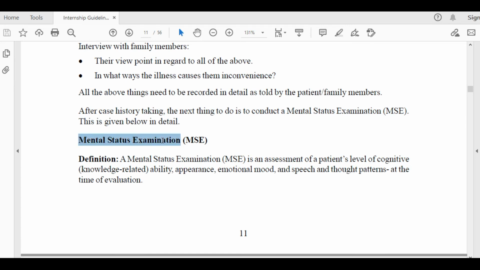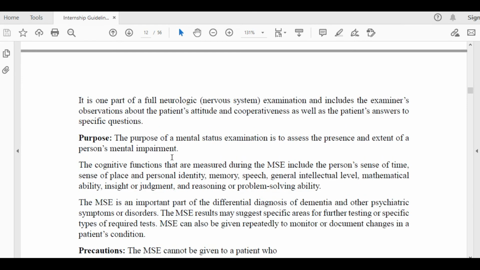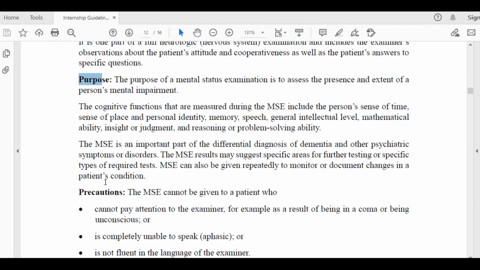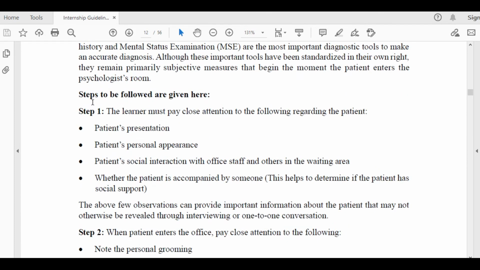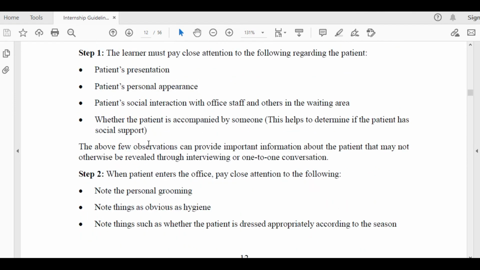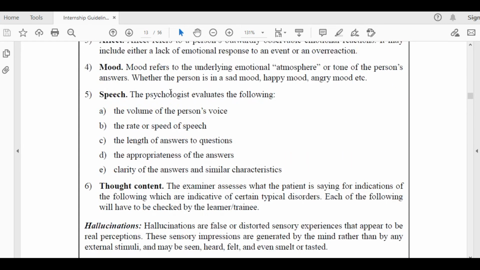If you have conducted a mental status examination, that is the MSE, then you have to mention that in the report itself. The purpose of the examination, the precautions you have taken, the description. Now the steps they have just mentioned are what you need to follow during the MSE. Establishing a rapport is also very important during the MSE.